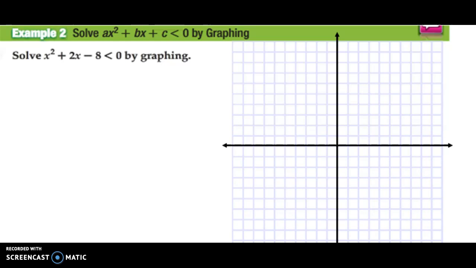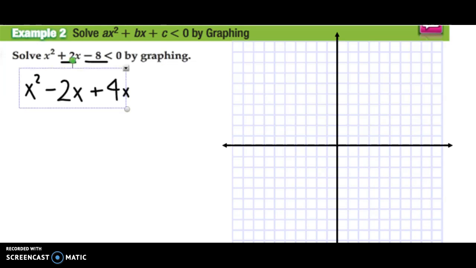So what I do is I say, okay, what two numbers multiply to negative 8 and add up to positive 2? That's going to be x squared minus 2x plus 4x, because remember, negative 2 times 4 is negative 8, and they add together to positive 2. Okay? And so I'm just going to say it's equal to 0 for right now.